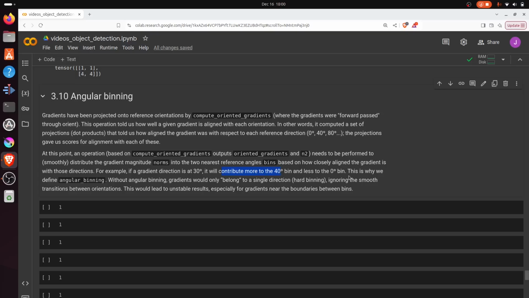But again, this is just an example. We will understand it as we go through. This is why we define angular binning: to get this more precise information, because without it, gradients would only belong to a single direction.